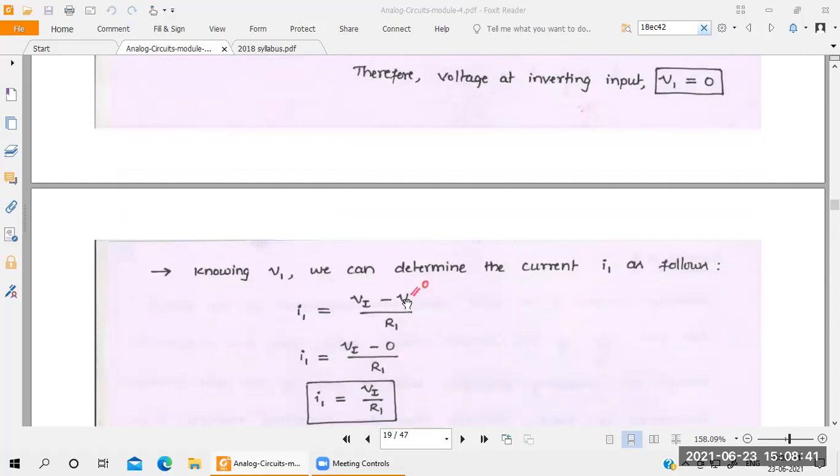So what is the V1 value? 0. Once you got V1 is 0, substitute 0 here. So here I1 is equal to now Vi divided by R1. I1 is equal to what here? Vi by R1. Understood?